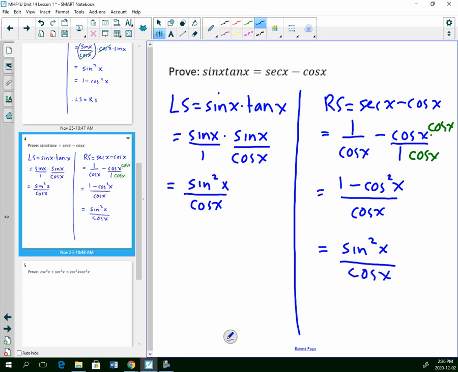So one thing to keep in mind is don't go blindly down one side and start changing things for no reason. That's a big error in identities, just randomly changing things when you don't have a purpose, right? Everything I do has a reason for it. If I see a 1, I don't just randomly change it to sine squared plus cos squared unless I need to, right? There has to be a reason for that. So just keep that in mind and always keep an eye on the other side and always compare.